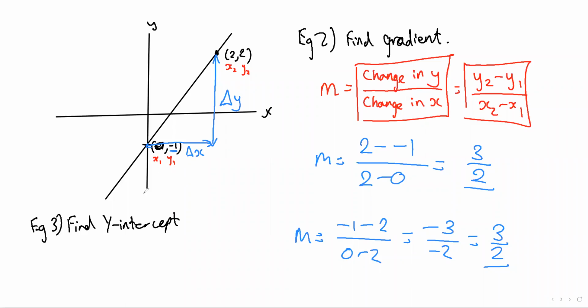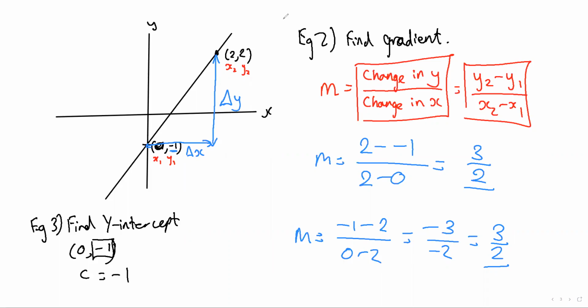One last thing is we can actually find the y-intercept of this line as well. So let's do that. The y-intercept is basically when it intercepts the y-axis, so when it crosses the y-axis. It crosses the y-axis at 0, minus 1. So our y-intercept is just this y-coordinate here. And you can see that it crosses the y-axis at that point in y. That's all the y-intercept is. So c is minus 1.